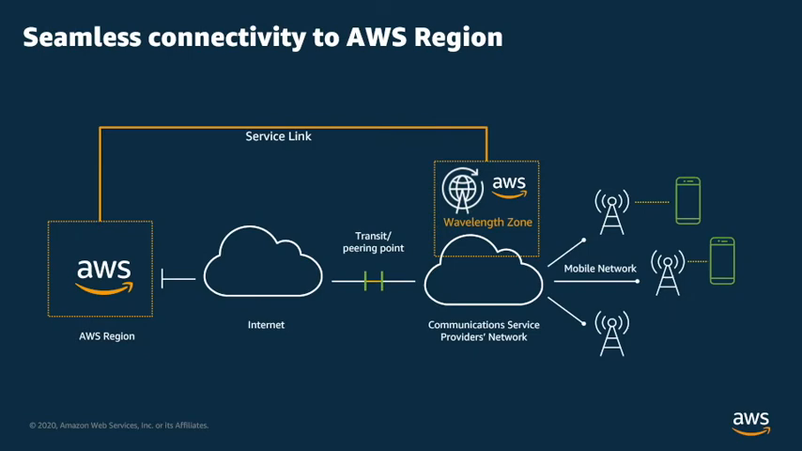And this is how you access those services back in the region. AWS Wavelength Zones are connected to a parent AWS region using a high-speed service link. So applications running in the Wavelength Zones can easily access resources from the rest of your VPC endpoints that are residing in the region over a managed, secure, high bandwidth link.